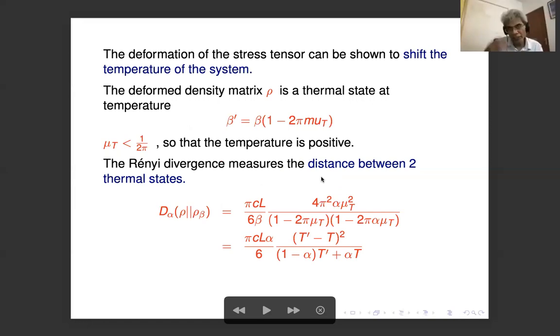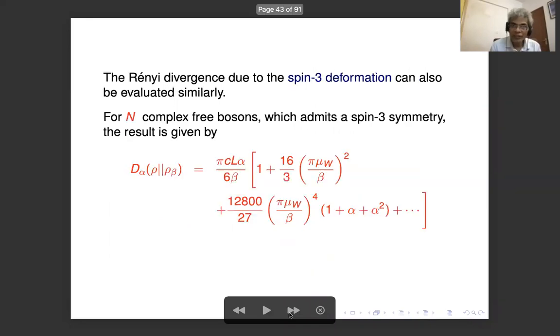Where you add the stress tensor, it shifts the temperature, and you can in fact evaluate the distance between rho, which is deformed by mu, and the undeformed temperature. So you can write it in terms of two different temperatures, T prime, which is related to 1 by T prime. So it gives you some distance measure, again positive, between two density matrices at different temperatures. And similarly, you can do spin three deformation, and there is a formula. We can get this from perturbation theory, and in principle, every term in the series we can calculate, it's known.